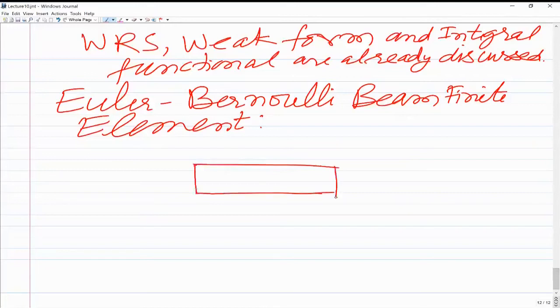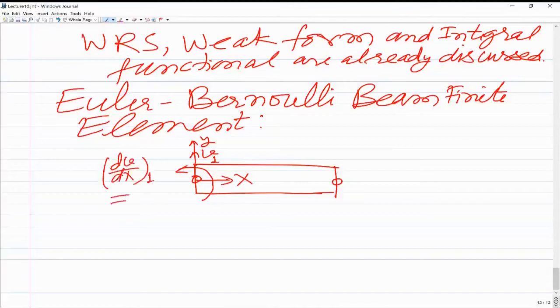So we consider a two noded Euler-Bernoulli beam finite element. This would be the local coordinate capital X, and this is the y coordinate. The degrees of freedom are the transverse displacement, along the y direction. Let us say that is v1 at the first node, and the derivative of v, that is dv by dx at node 1, let us denote by theta 1. So theta 1 is the dv by dx at node 1. This is for the element, so the Eth element, and I am putting superscript E denoting the element.